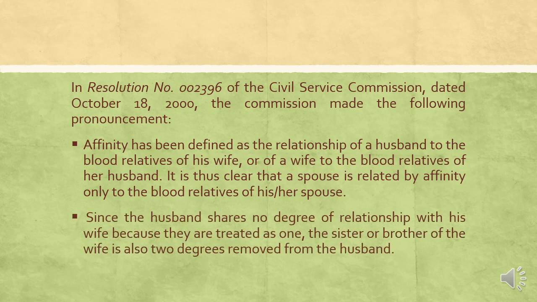Now, since the husband, according to this resolution, shares no degree of relationship with his wife because they are treated as one, then the sister or brother of the wife is also 2 degrees removed from the husband. So, for purposes of determining who are your relatives by affinity, please bear in mind that the spouses are treated, considered, or regarded as one, such that, as stated in this resolution, the sister or brother of the wife is also 2 degrees removed from the husband.